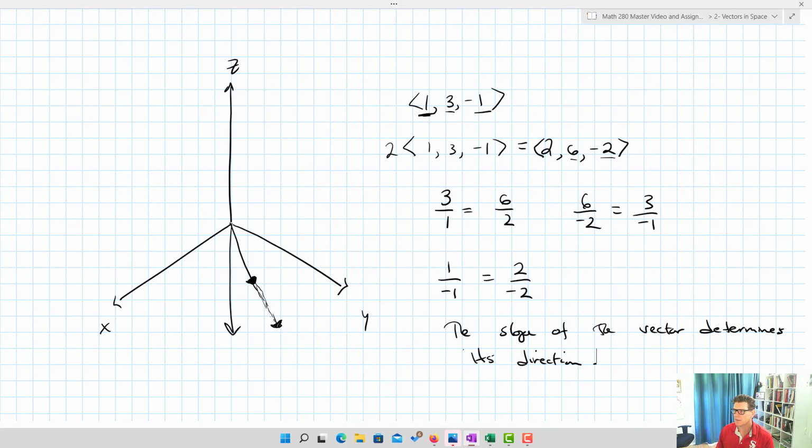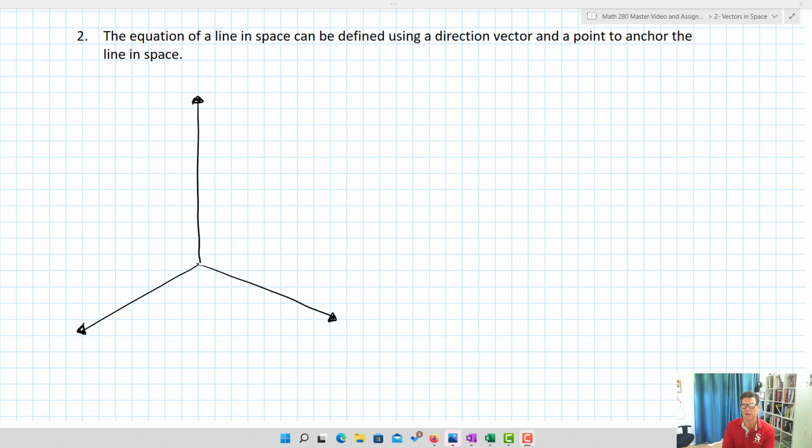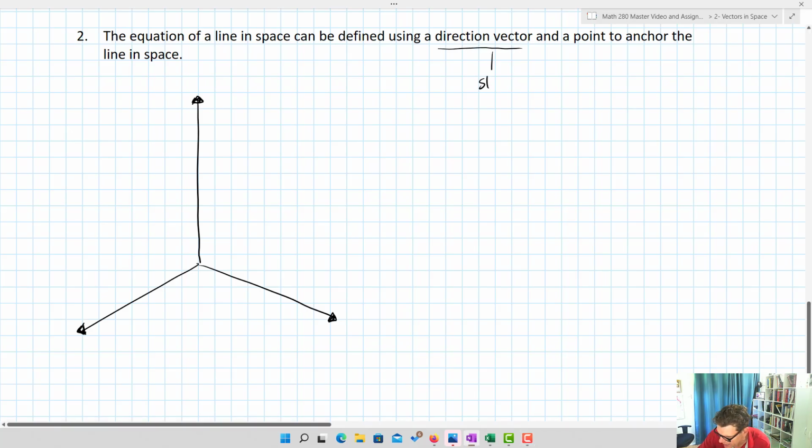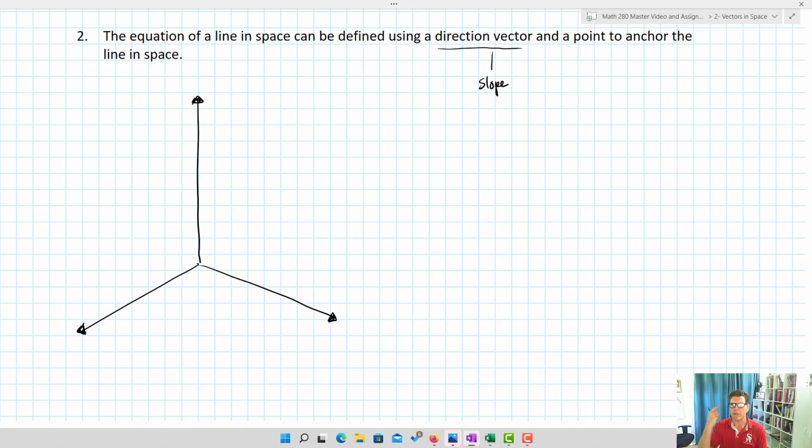You're going to see it's going to equate to the slope of the line, and that's going to be really valuable. The second point that we want to get here is that the equation of a line in space can be defined using a direction vector and a point to anchor the line in space. This direction vector, remember I just said it's kind of like the slope. It actually is the slope. And if you think about what you need in 2 dimensions in order to get the equation of a line, one, you're going to need the slope, right? And you are also going to need basically an intercept. So the point in space is going to end up being your intercept, and the direction vector is going to end up being like the slope of your line.